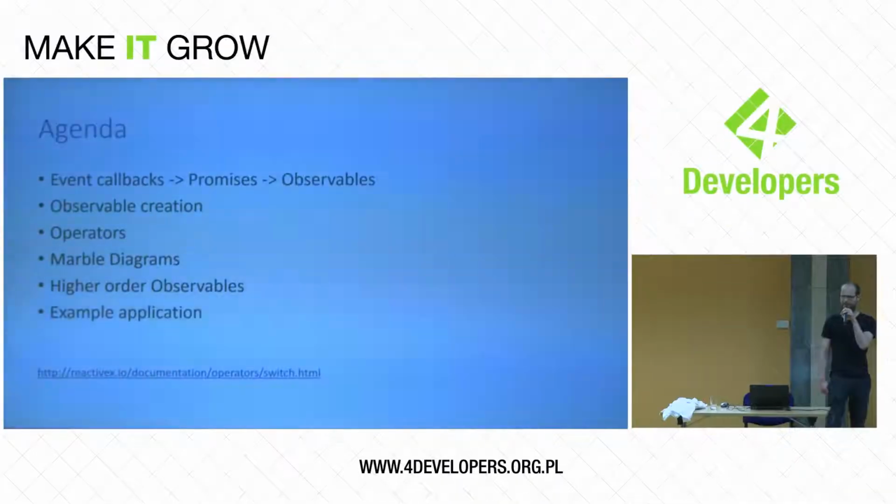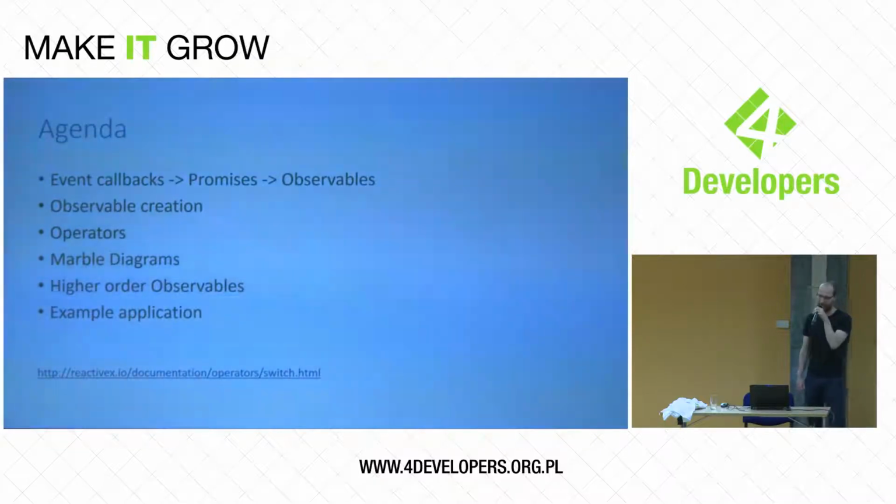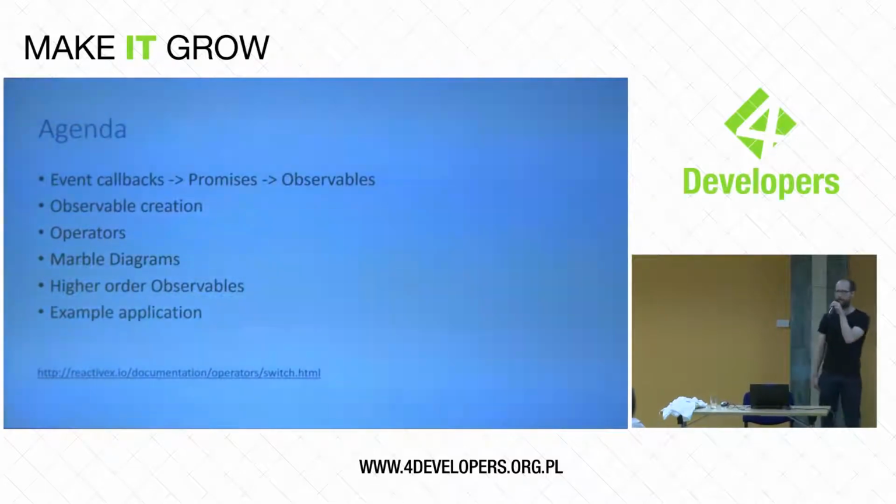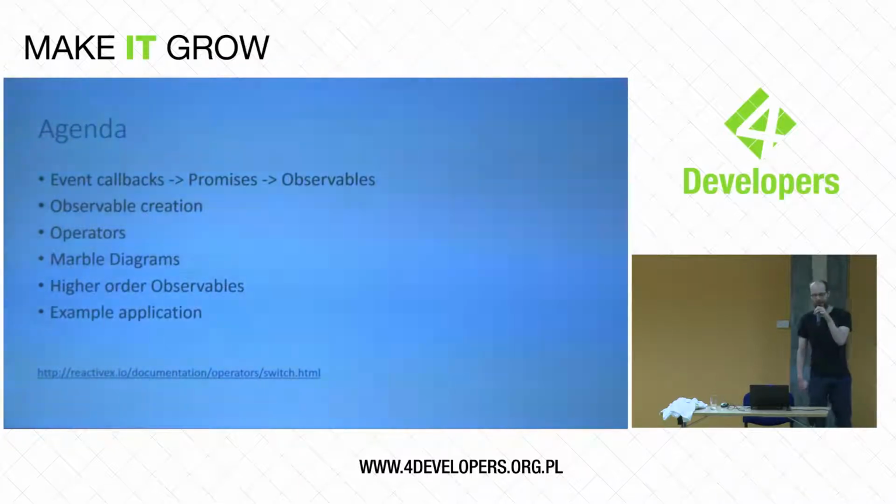I don't know, 50, 60 operators in this library. Not gonna tell everything about that. However, we're gonna try and read a couple of marble diagrams. That's essential to understand the documentation for RxJS. It's a kind of a graphical way to show you how the observable sequences work over time.